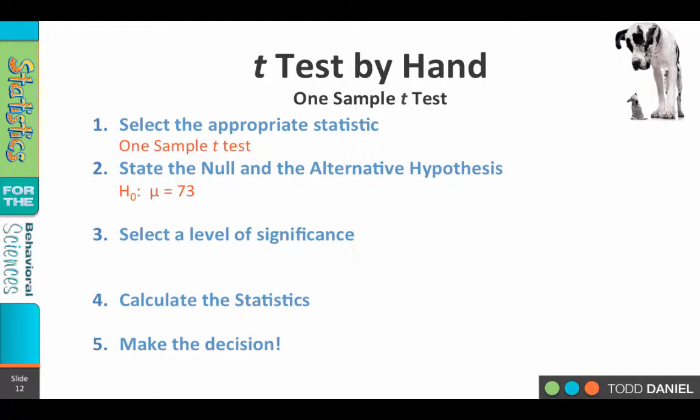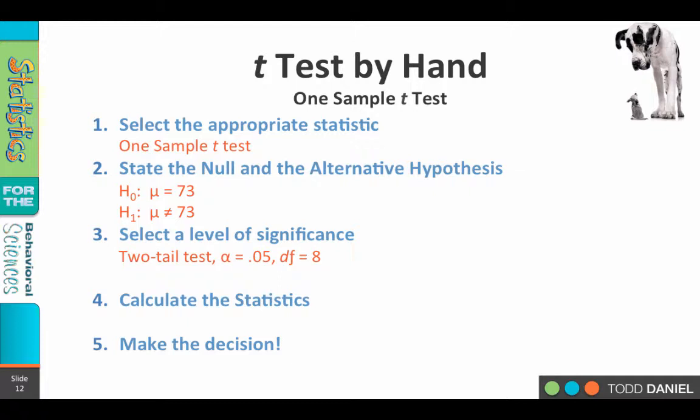And the alternative hypothesis is mu does not equal 73, that the men come from a population that does not have a mean of 73. But we are not saying which direction they will change, will they be greater than or less than, only that they will be different. Step 3, select a level of significance. Are we going to use a one- or two-tailed test? What alpha level are we going to use? Well, we always assume a two-tailed test with an alpha level of 0.05 unless we're told otherwise. So we'll start with that.